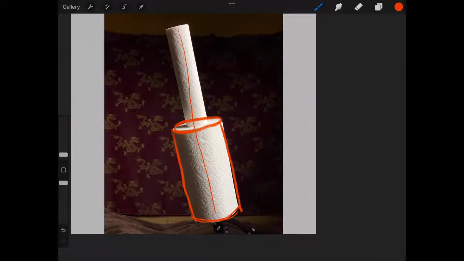If it was going away from us, then we would see the top like that and the bottom like so. So this end is closest to us, and in this one, this end is closest to us. Okay, and that's based on something a lot of artists call box logic.